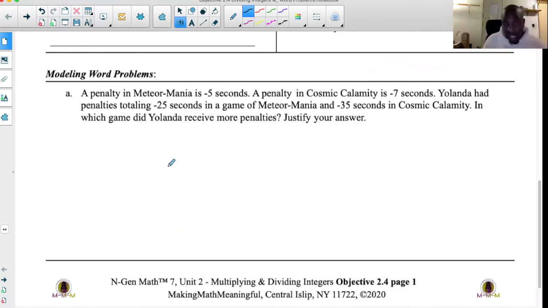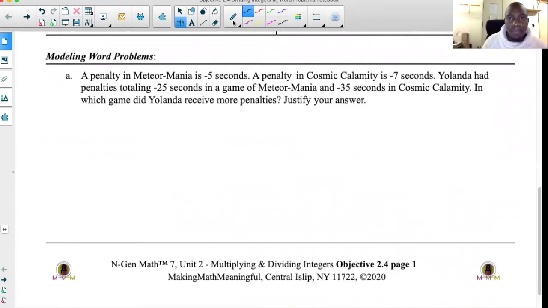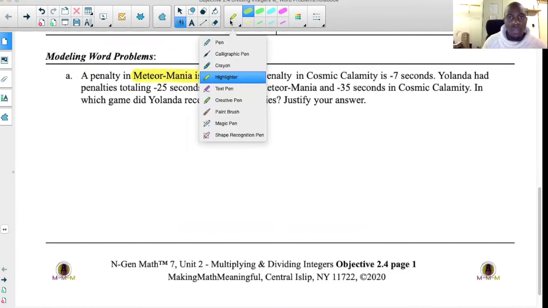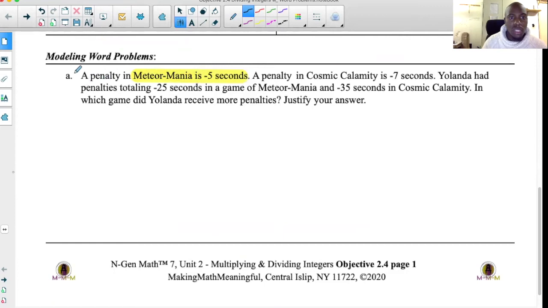Let's read it again. This time, let's highlight the important information. If you don't have a highlighter with you, feel free to underline as well. So we know one penalty, because it says a penalty, in Media Mania is -5 seconds. You need to indicate that that represents one penalty. One penalty in Media Mania is -5 seconds. A penalty in Cosmic Calamity is -7 seconds. So once again, one penalty in this particular game.